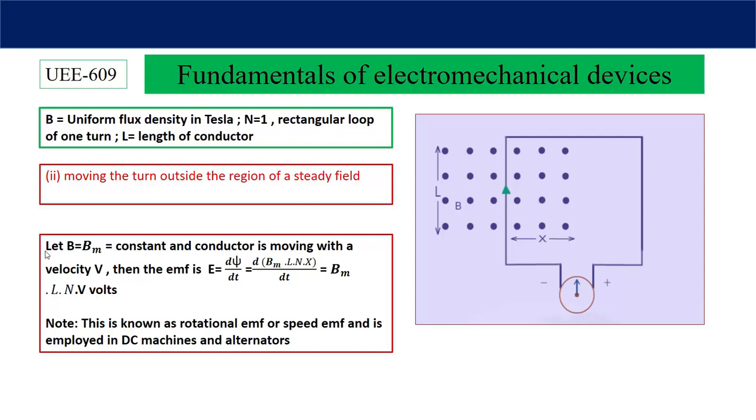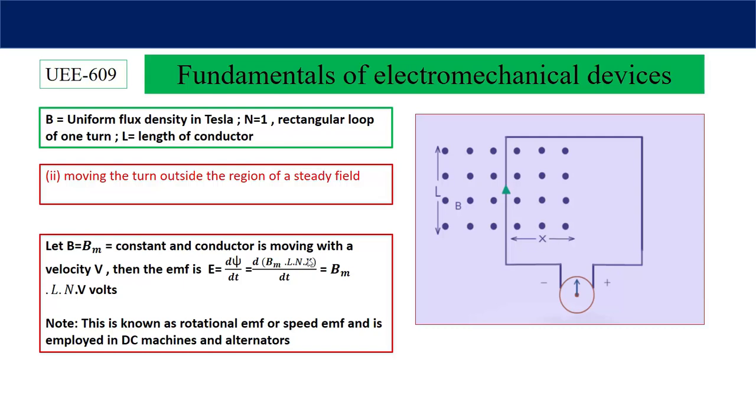As the field is stationary, as the magnetic field strength is constant, we can assume B is equal to Bm. This is constant, and the conductor is moving with velocity v. Then the EMF induced E is equal to the rate of change of flux linked with the coil, and that is equal to d/dt of Bm L N X. So in this case the flux linked with the coil becomes Bm into L into N into X. But in the case of the transformer, X was not there, movement was not there.